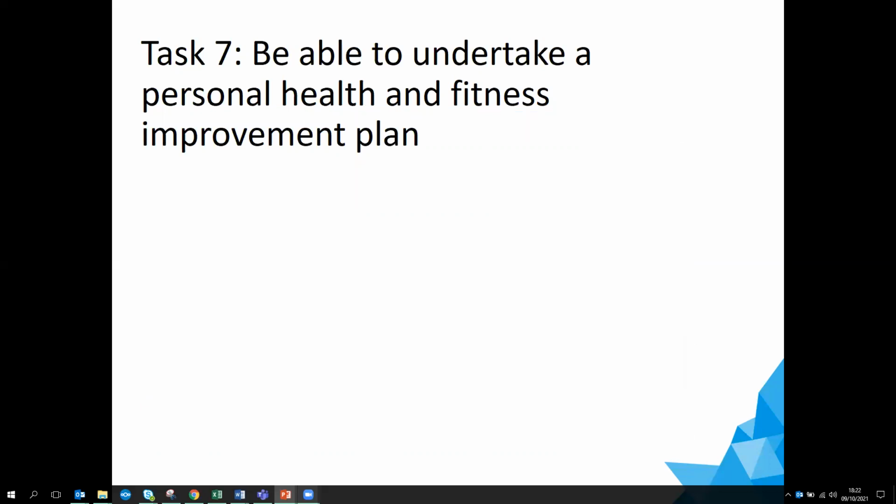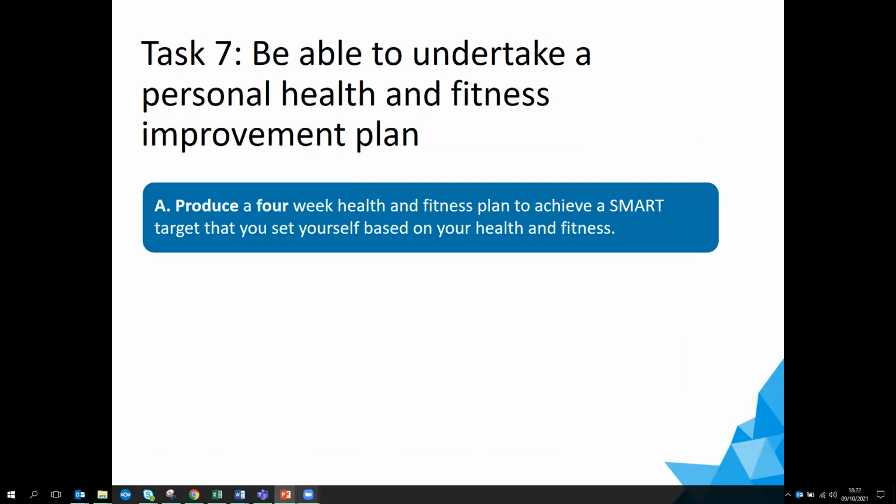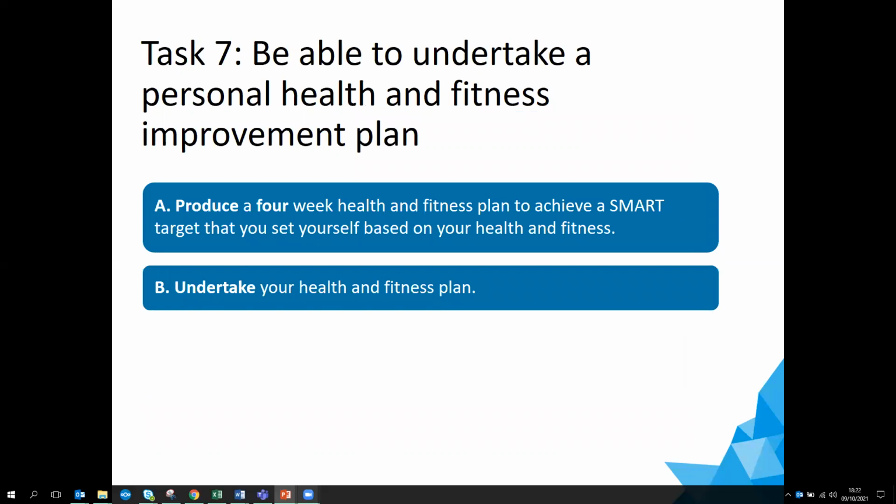Now, if we were to look back at task 7 and the 3 parts to it, you should now be in a position to complete part A and produce your 4-week health and fitness plan to achieve your SMART target. Part B of the task is for you to undertake that plan. And as you're doing that, you are asked to complete a short training log as evidence.